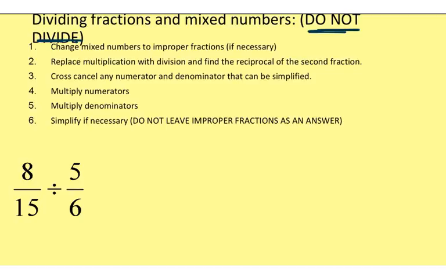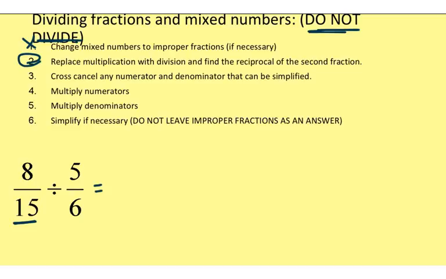So let me show you what I mean by that. Let's go through the steps. First, we need to change mixed numbers into improper fractions if necessary. 8/15 divided by 5/6. Well, that's not necessary. They're already like that, okay? Now, instead of dividing, we're going to take this next step, which is replace multiplication with division and find the reciprocal. So, 8/15 stays the same.